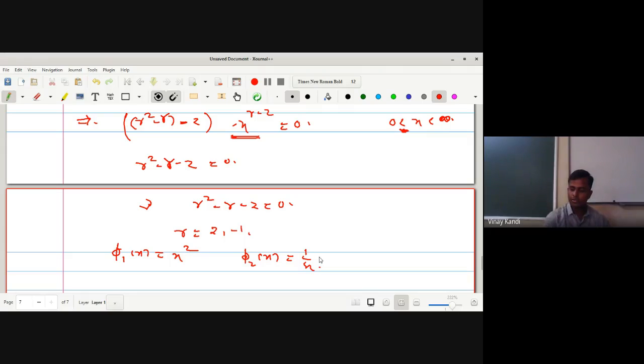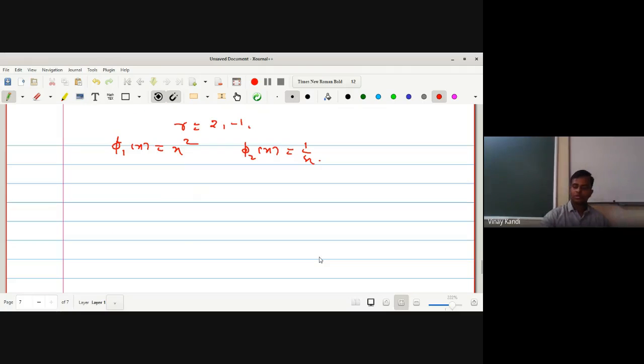Okay. So also we know that every solution psi of equation 1 is of the form psi is equal to psi p plus c1 phi 1 plus c2 phi 2.